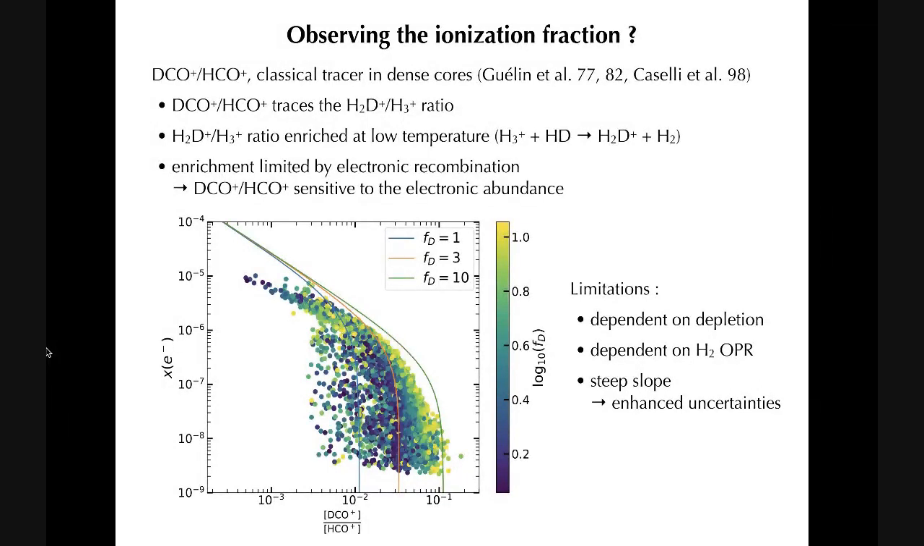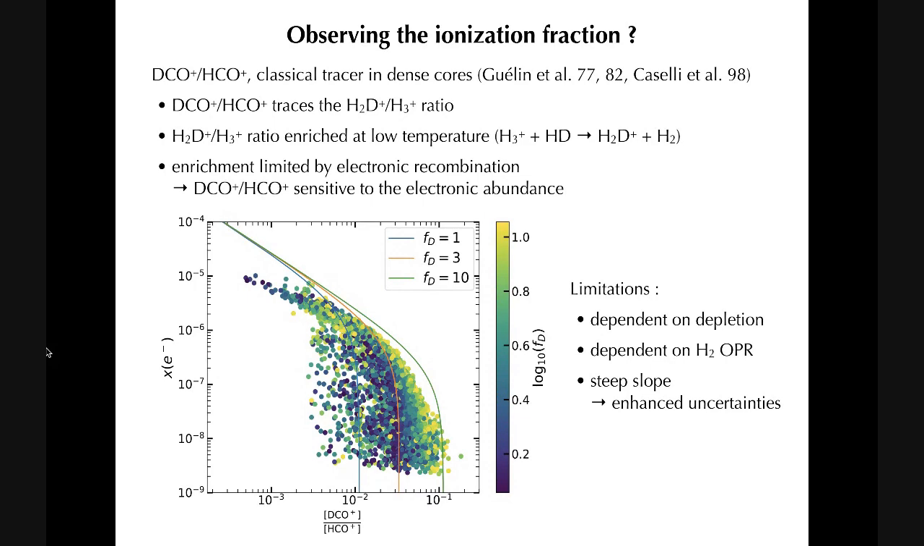So that means that if we want to use these tracers, there are several other physical parameters that are not directly observable either, that we need to know to have a precise relationship. And the last problem with this tracer is that deuterated molecules are faint, so usually they are only observed in a very small spatial extent of the cloud.